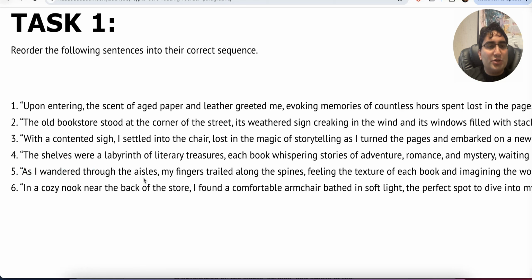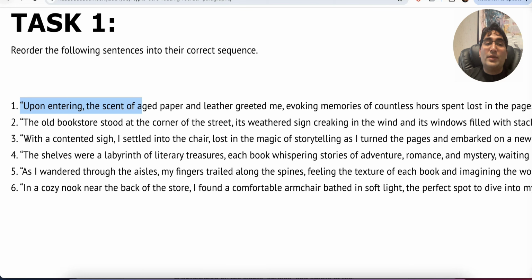So as a judge of the story, I don't feel like this is going to be the next sentence. Let's see my next best options. "Upon entering." This is perfect. This is exactly what needs to go after number 2, because you saw a bookstore and then you would enter. So this would definitely be the next sentence. I'm going to go with that.